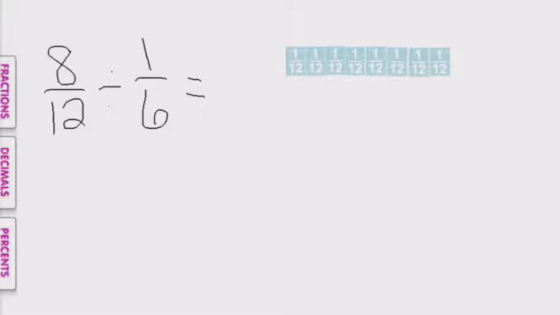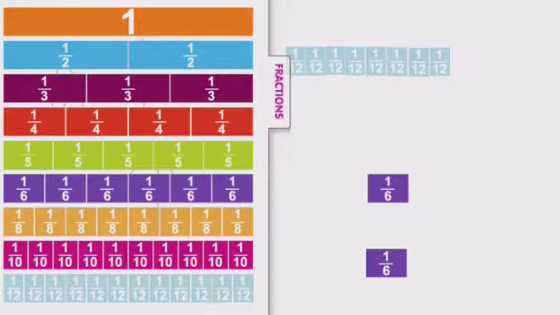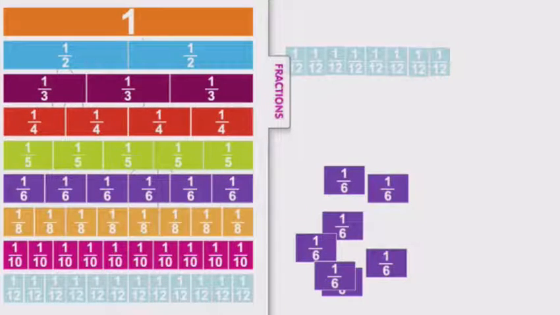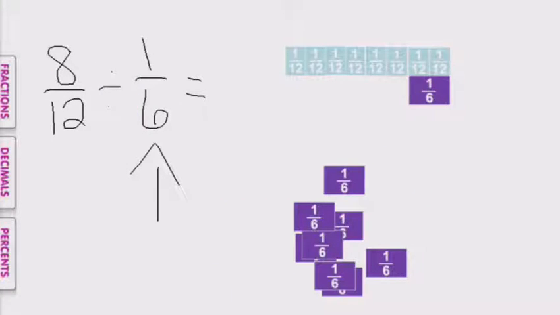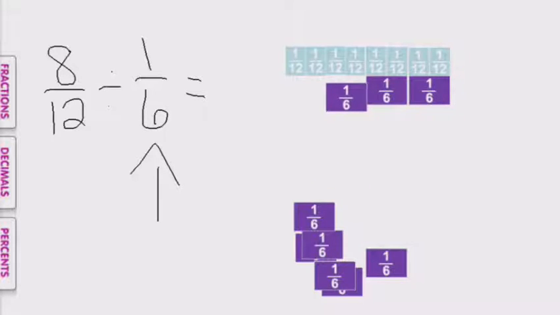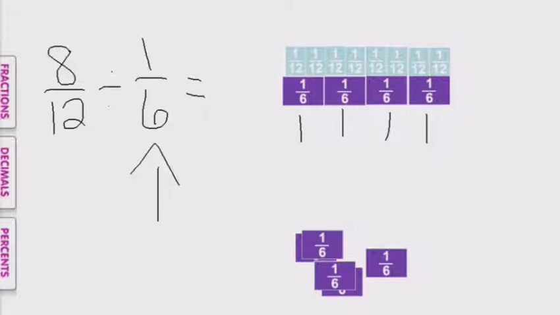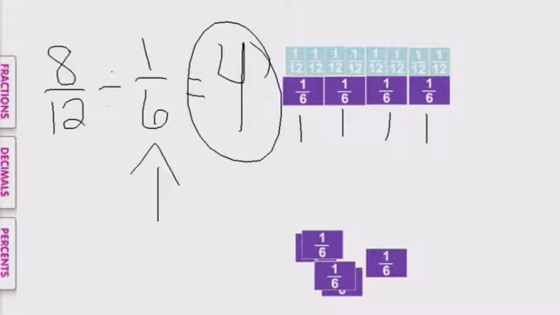Okay, and before I forget, I'm going to go ahead and write down our original problem, which was 8/12 divided by 1/6. Okay, so now I need to see how many times my second fraction, 1/6, will fit into 8/12. So I'm going to pull out my 1/6 piece and see how many of these I can fit to 8/12. I'm just going to pull out a bunch because I'm not really sure how many we're going to need. Okay, so I'm going to go ahead and start matching those up. Aha. And so I can see that 1/6 fits in a total of 4 times. So my answer here is 4.